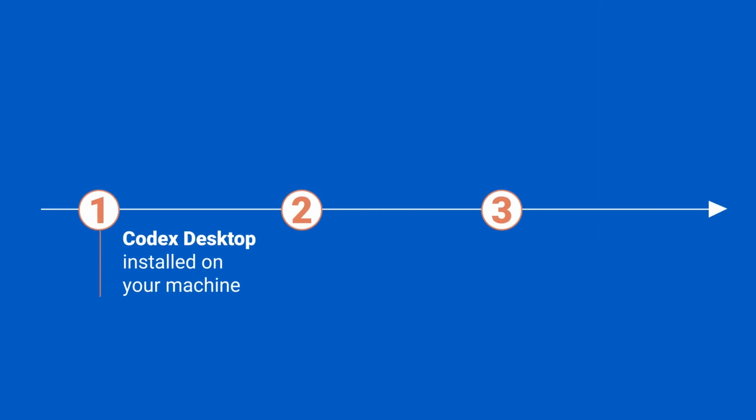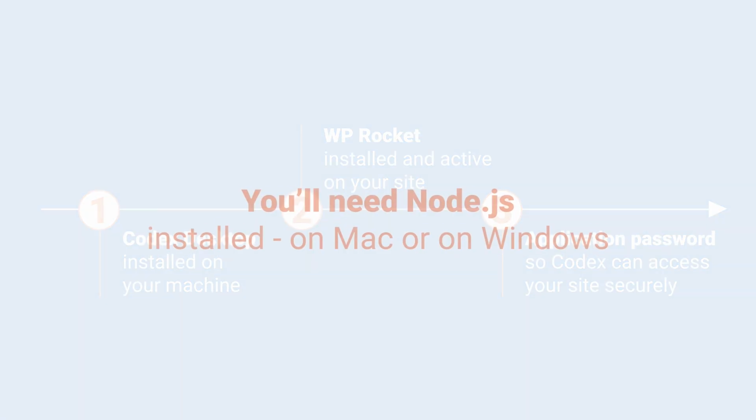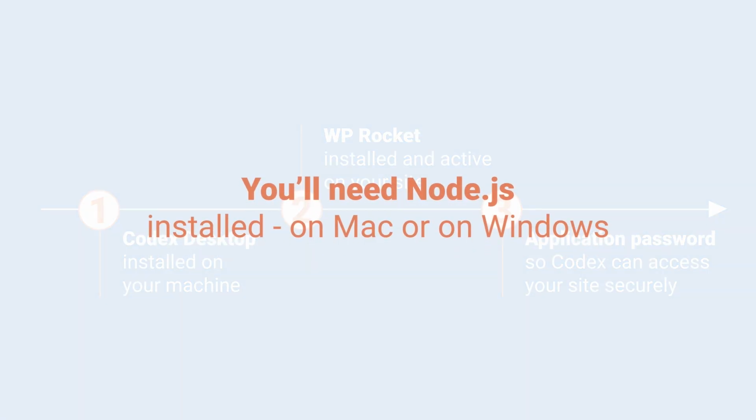You'll need 3 things. First, Codex Desktop installed on your machine. Second, WP Rocket installed and active on your site. Third, an application password so Codex can access your site securely. One more thing, the MCP connection uses the npx command, so you'll need Node.js installed, on Mac or on Windows.